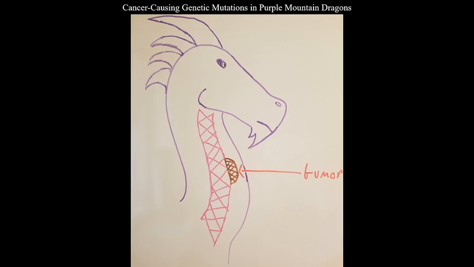Mutations in certain types of genes, specifically tumor suppressor genes and proto-oncogenes, may result in uncontrolled cell proliferation or cancer. In a population of purple mountain dragons, throat cancer is a leading cause of death. Mutations in 3 genes, gene X, gene Y, and gene Z, have been implicated in this cancer type. The influence of one of these genes alone does not result in cancer. However, the combination of these genes causes fatal uncontrolled cell proliferation in purple mountain dragons.